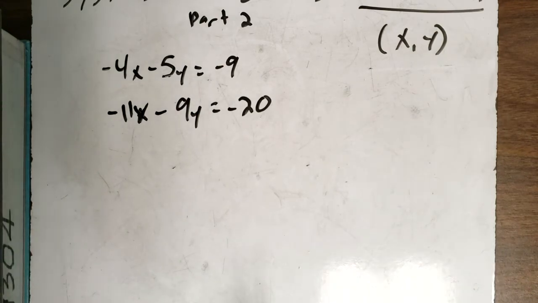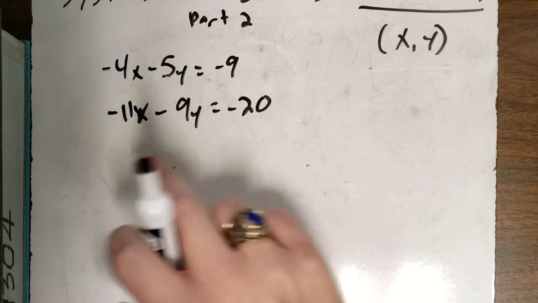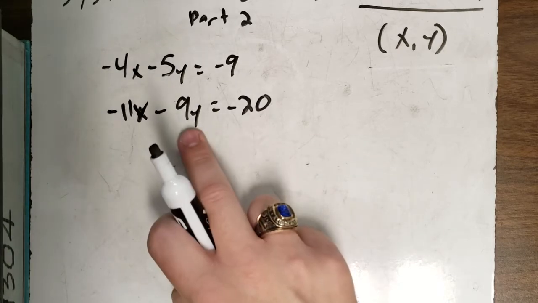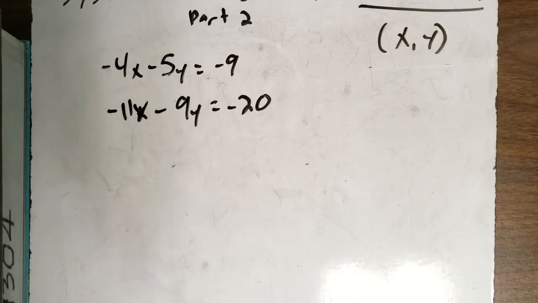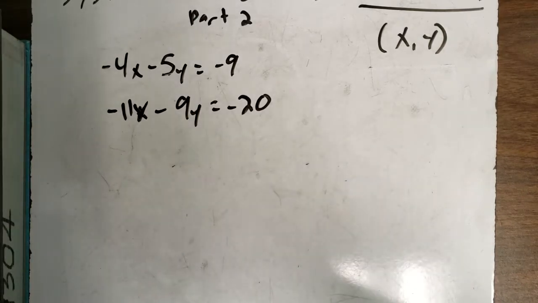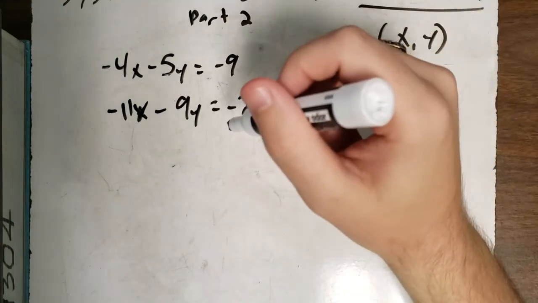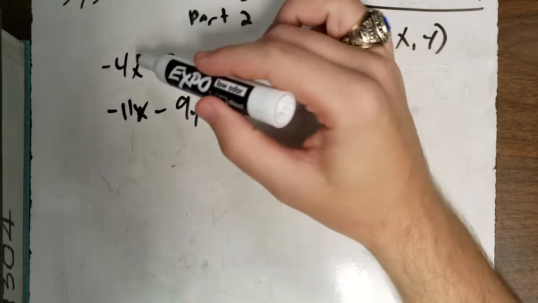Now, that's our first question we asked: does something cancel out right away? No. Second question, do we have the same number, either x's or y's? No, we have negative 5, negative 9 for our y's, negative 4, negative 11 for our x's, so no. Third question: can we multiply either top or bottom by one thing to get the other thing? Well, no.